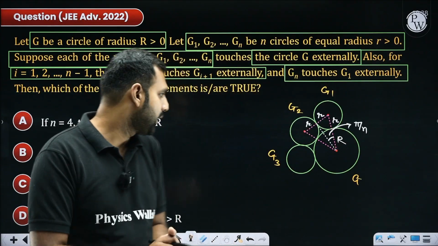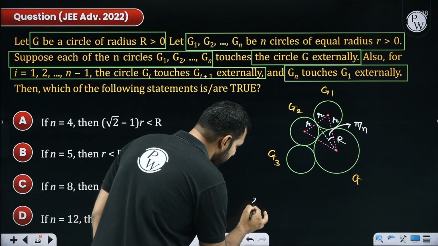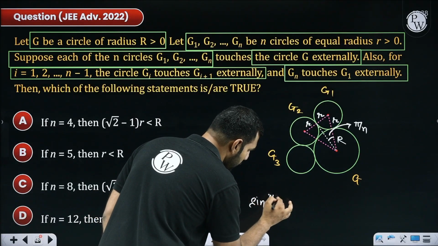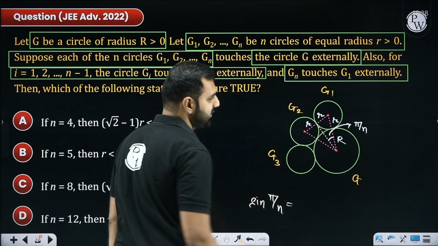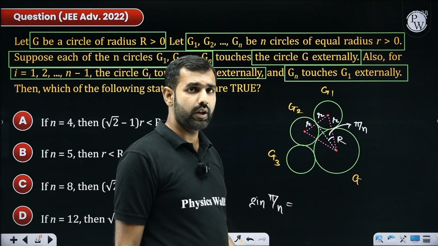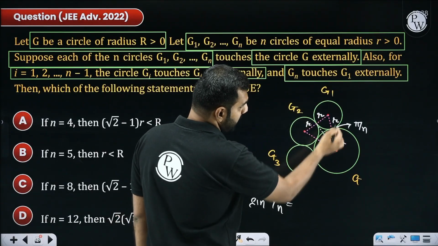Everybody got this idea. Now I am asking you to help me with one conclusion: can you help me in writing sine pi by n? Sir, why are you doing this? Because I know two things. Which two things? With respect to this angle, I know the side opposite to it and the hypotenuse. So perpendicular and hypotenuse, I can deal with sine. So this is small r by small r plus capital R.